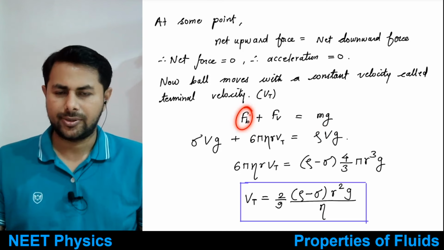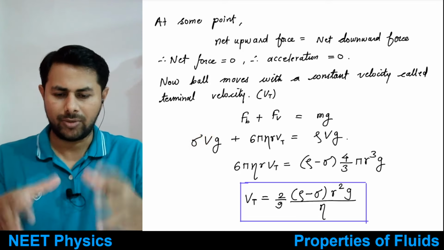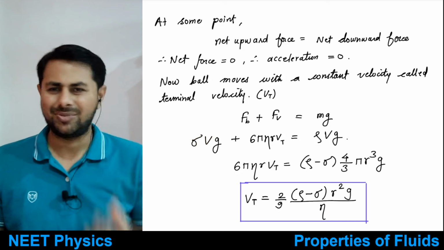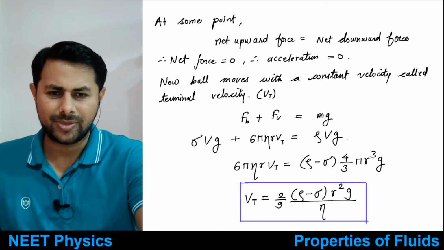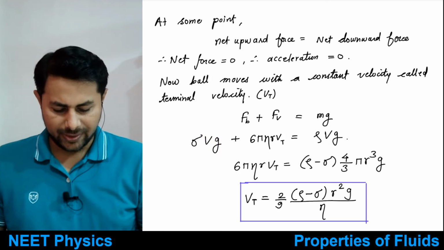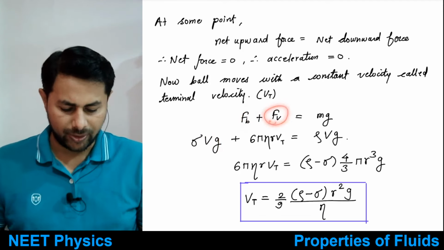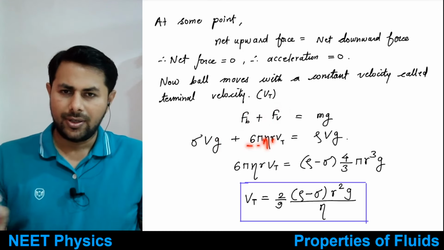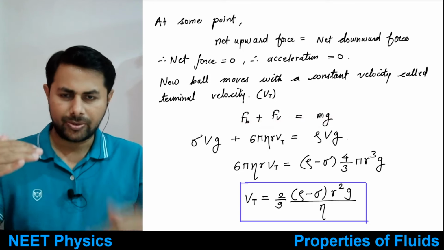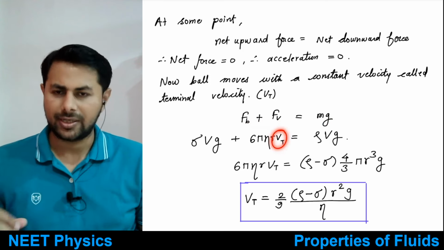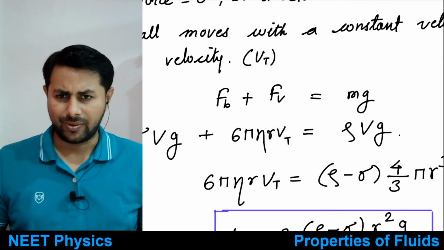So what is the buoyant force? The buoyant force is equal to sigma multiplied by the volume of the object, because the volume of the fluid displaced, since the object is moving through the fluid, is just equal to the volume of the object, times acceleration due to gravity. This is the buoyant force. For the viscous force, you have the formula 6 pi eta r v. But as we said, the net upward force and net downward force become equal, so the velocity attained is called terminal velocity. That's why we put vt in place of v.